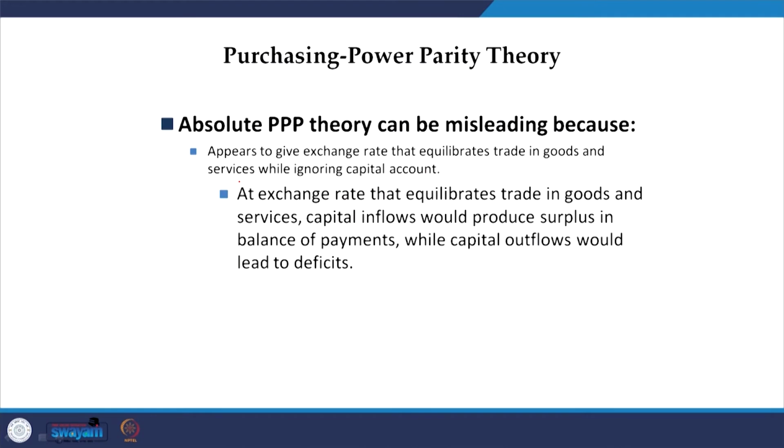So that the purchasing power of the two currencies is at parity. This is caused due to the role of commodity arbitrage. They purchase and sell to earn profit. And absolute purchasing power theory can be misleading for some reasons. First is the fact that it appears to give an exchange rate that equilibrates trade in goods and services while ignoring the capital account. At an exchange rate that equilibrates trade in goods and services, capital inflows would produce a surplus in the balance of payments, while capital outflows would lead to a deficit. Okay. So, capital inflows would actually produce a surplus in the balance of payments, while capital outflows will define deficits, which we discuss in the balance of payments chapter.